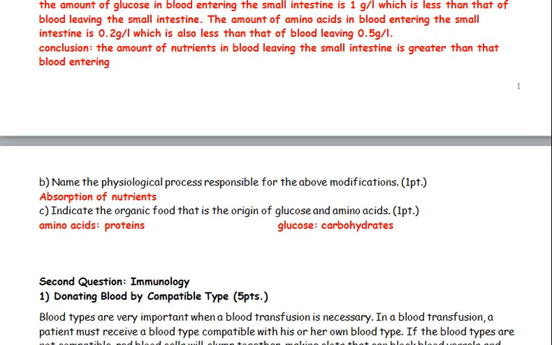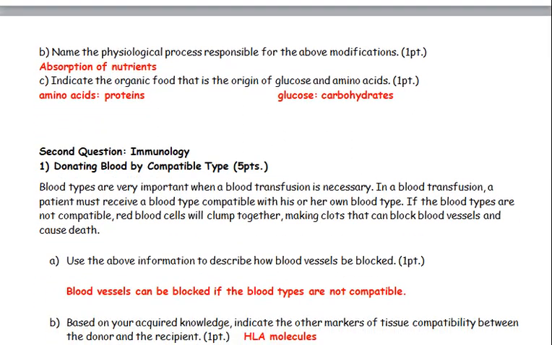What does this mean? A certain process is done here. Can you name the physiological process responsible for the above modifications? Yes. In this case, absorption of nutrients takes place in the small intestine. So we can say that absorption of nutrients is done in the small intestine. So the amount of nutrients in blood leaving the small intestine is greater than in blood entering.